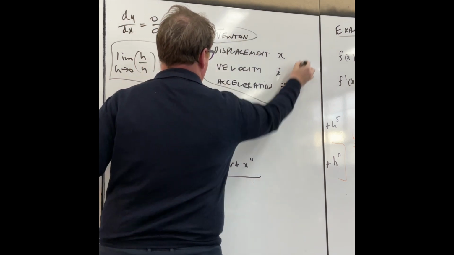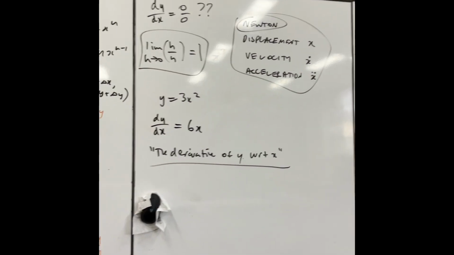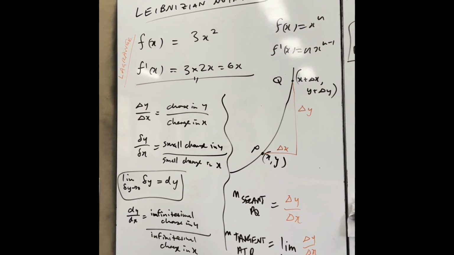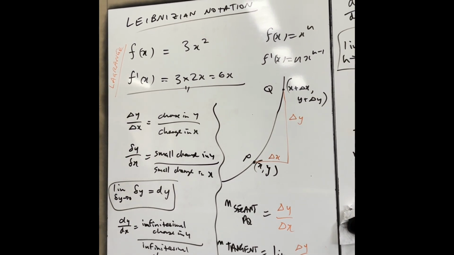Newton used this notation. Leibniz used this notation, and we're going to use this a lot more than over here. This functional notation was used by Lagrange in France. Sort of French, German, English. Okay? Different notations.